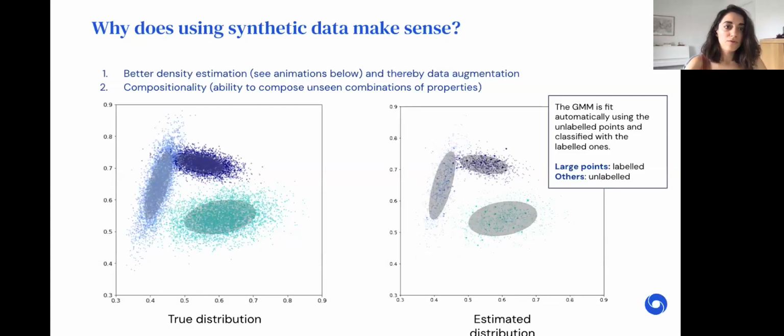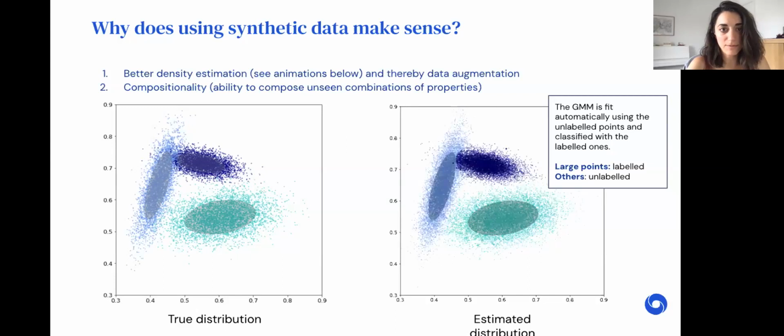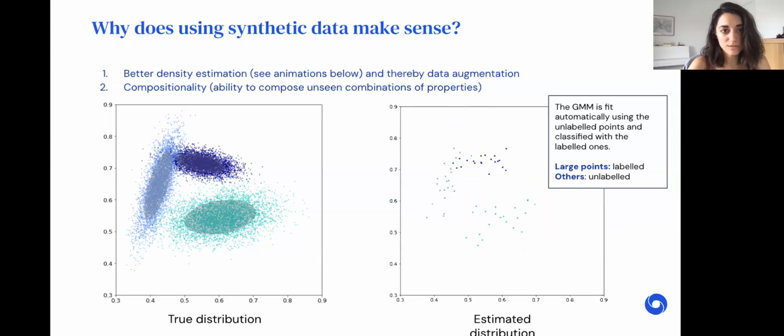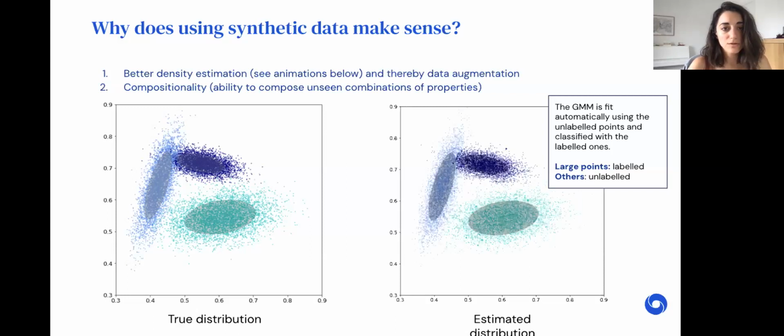Before getting into the results on real data, here we consider a toy setup to build an intuition for why synthetic data may be useful. In particular, there are two potential reasons. One is better density estimation, and thereby data augmentation, and compositionality. This toy example focuses on the former, so data augmentation.